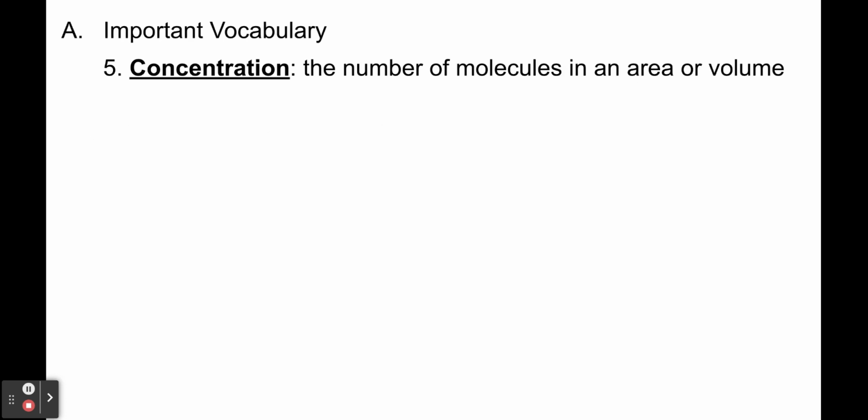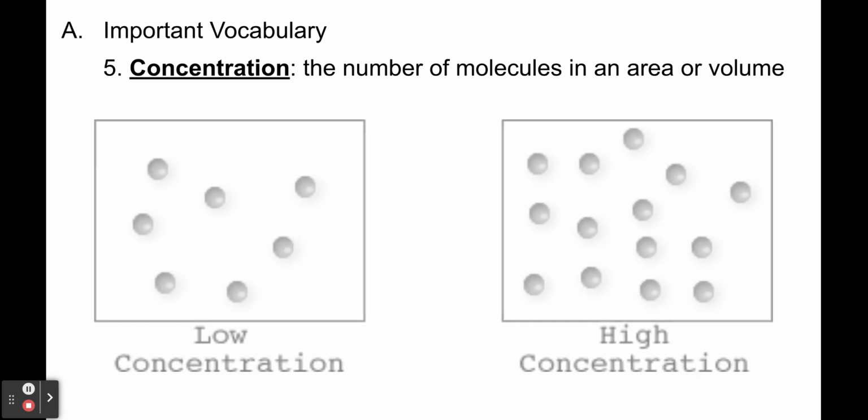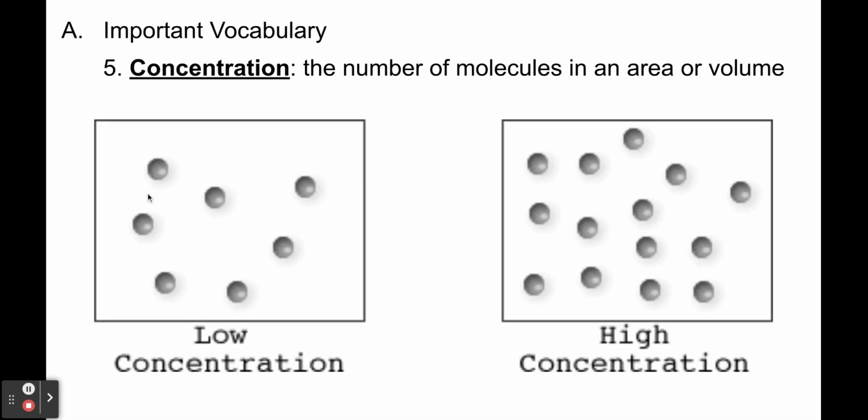Now we're ready to move on to number 5, concentration. The number of molecules in an area or volume. Let me show you 2 examples. Here is an area of low concentration. Each circle represents a molecule, and they're pretty spread out. There's few molecules in this area.